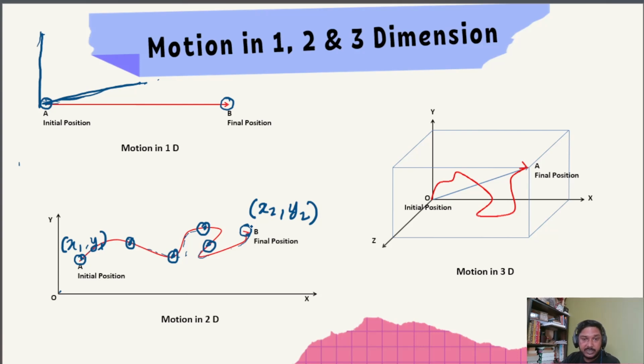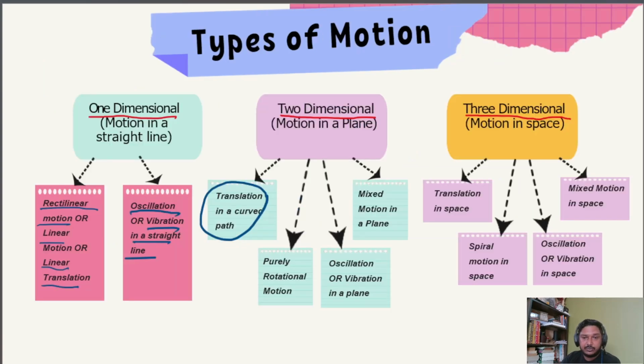So here we need two axes to represent this kind of motion, and the object has moved from one point to the other point, and it didn't come back to the point A. So this is not a vibration, but a translation, where the object starts from one point and ends at a different point, but this is happening in a curved path. That's why it is a two-dimensional translation. Now let's see what is the second type of motion in two dimensions.